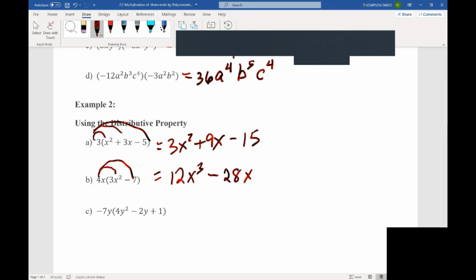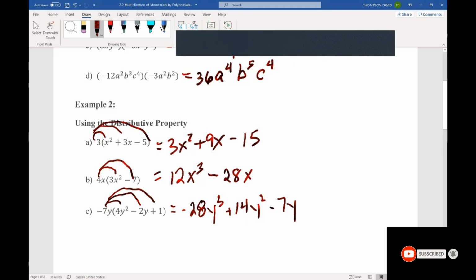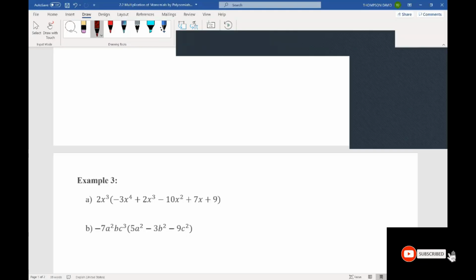-7y times 4y squared minus 2y plus 1. So -7 times 4y squared will give me -28y to the 3rd. -7y times -2y, a negative times a negative gives me a positive, so positive 14y, and it's like y to the first, y to the first, that'd be y to the second. And then -7y times 1, that's going to give me -7y, and we are done. Let's do some more of those.